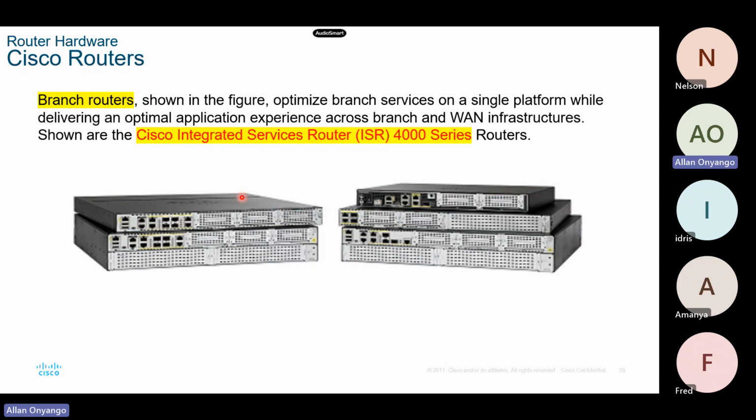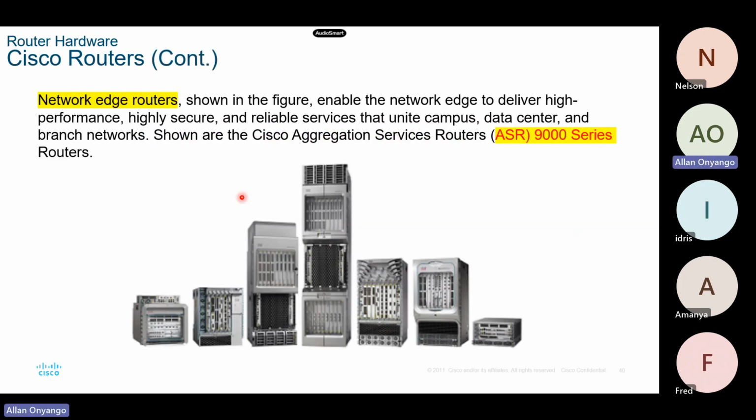So, different form factors for routers. We have branch routers. A very good example is the 4000 series routers. These ones could be used within the branch networks or within wider infrastructures. We have the network edge routers. A good example is the ASR, the aggregation services routers, the 9000 series. They deliver very high performance and a highly secure and reliable campus network within data centers and even within branch networks.